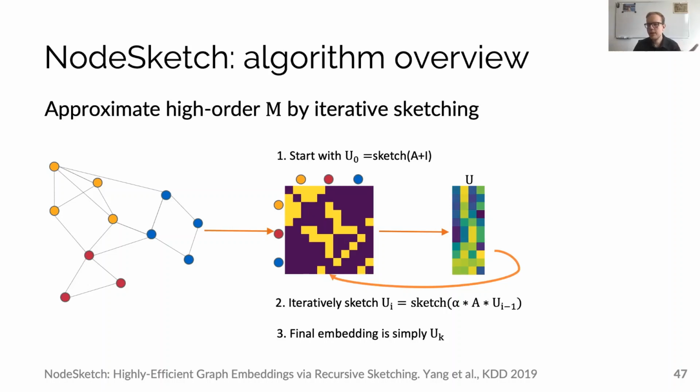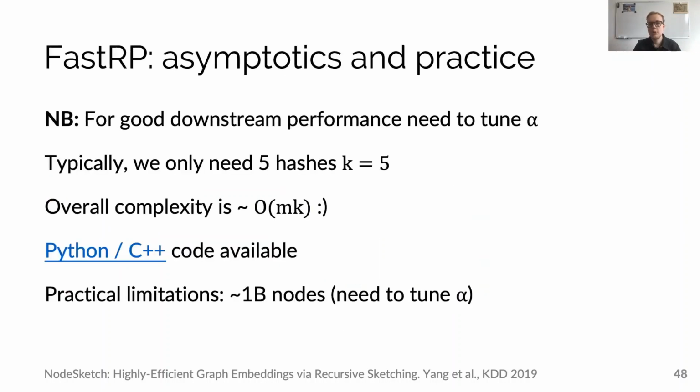So alpha is something closely related to PageRank alpha, so something like 0.8 of A times the previous sketch, and we resketch, and the final embedding is not the concatenation or some reweighting of all the previous sketches, but simply just the last sketch that we have. And this is more efficient.